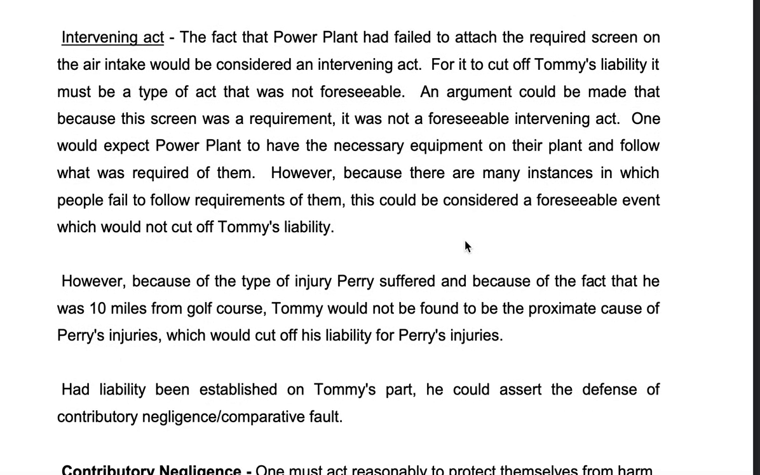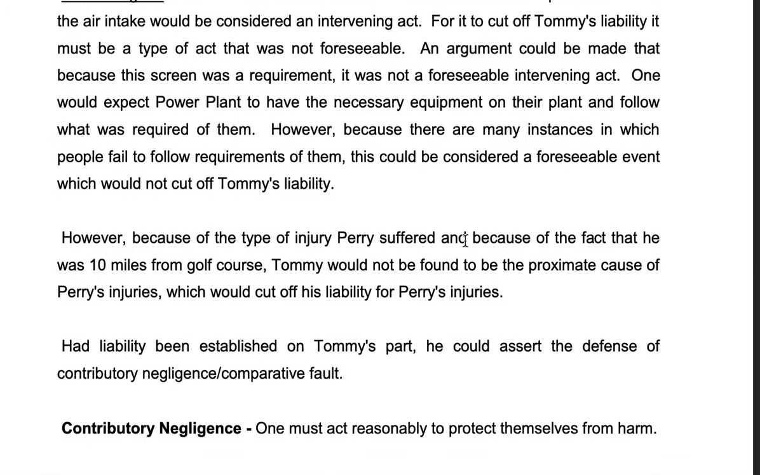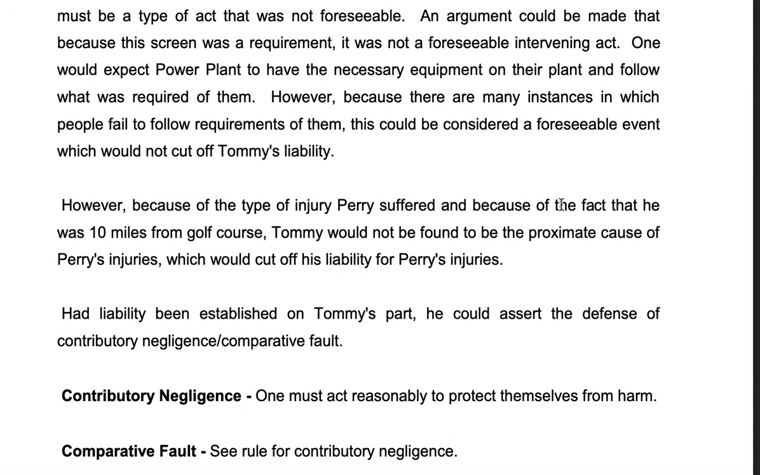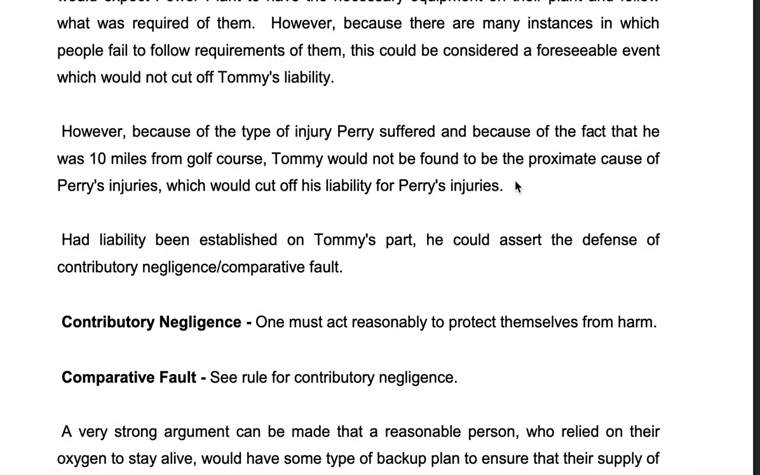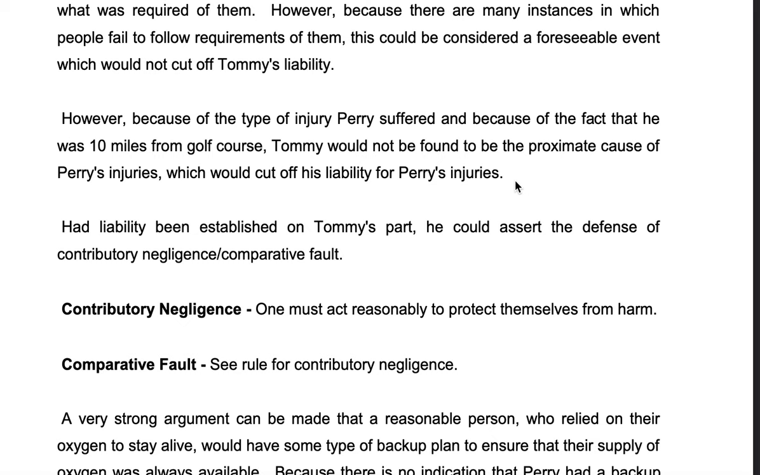Intervening act. The fact that the power plant had failed to attach the required screen on the air intake would be considered an intervening act. For it to cut off Tommy's liability, it must be a type of act that was not foreseeable. An argument could be made that because this screen was a requirement, it was not a foreseeable intervening act. One would expect the power plant to have the necessary equipment and follow what was required of them. However, because there are many instances in which people fail to follow requirements, this could be considered a foreseeable event, which would not cut off Tommy's liability.